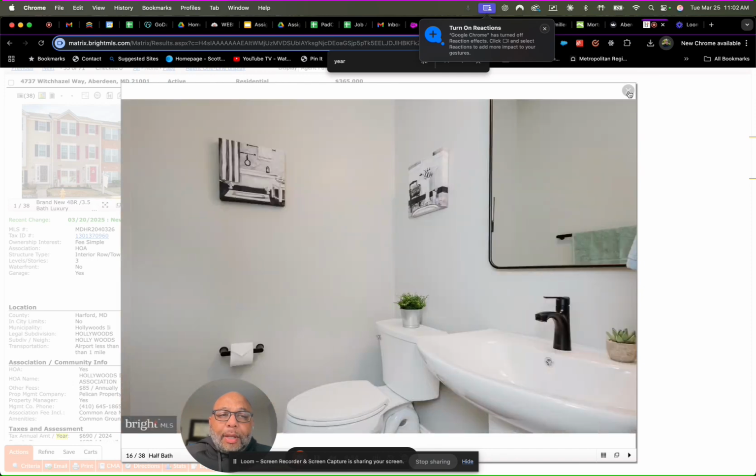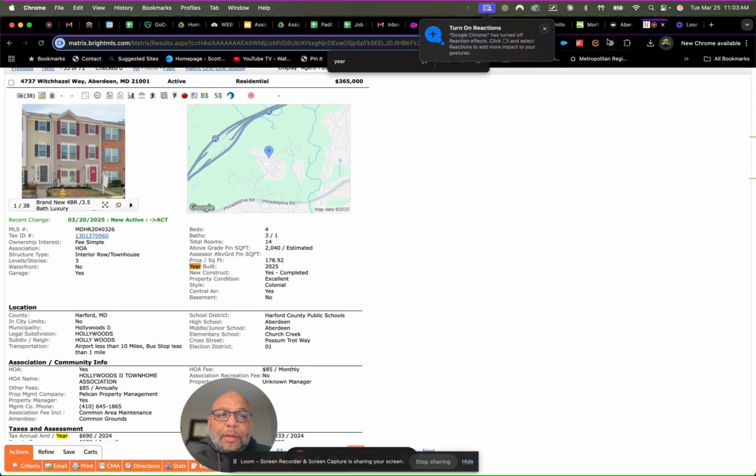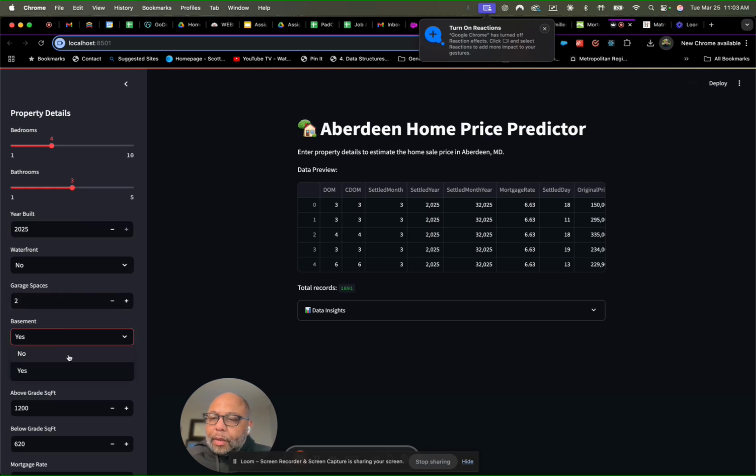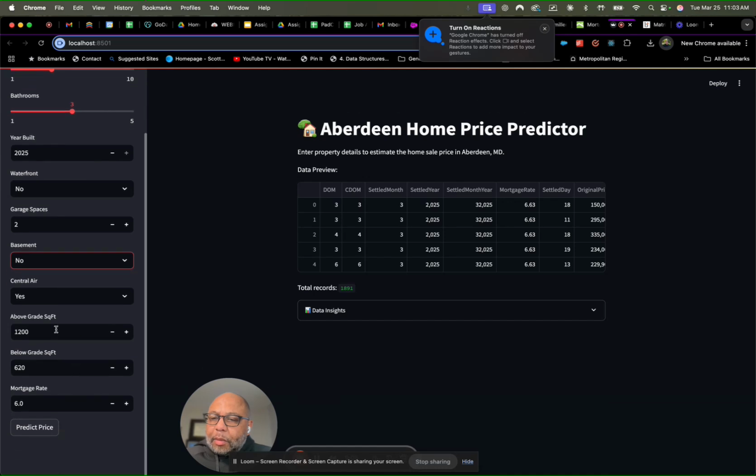But let's go ahead and take a look at it. Let's use 2025, which is kind of false, but 2-car garage, no basement. We're going to say no basement for now. And we're going to say 2020 square feet, 0 below grade. Interest rate will keep it the same for now.